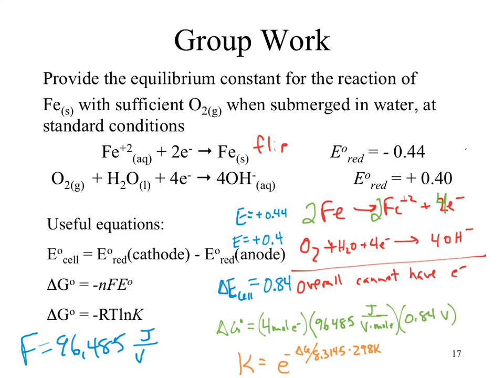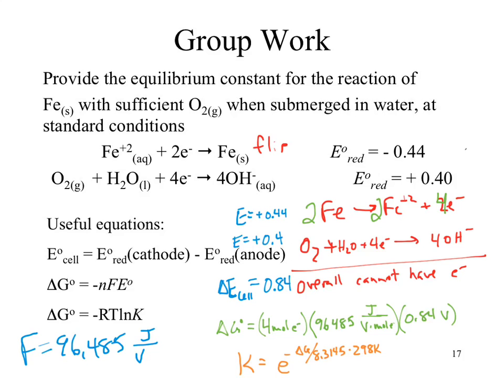4 moles of electrons times Faraday's constant, which is the energy per mole Kelvin. And we can multiply by our volts. When we go through and do that, we'll get our delta G naught. And we now have the Gibbs free energy for that reaction in units of joules.